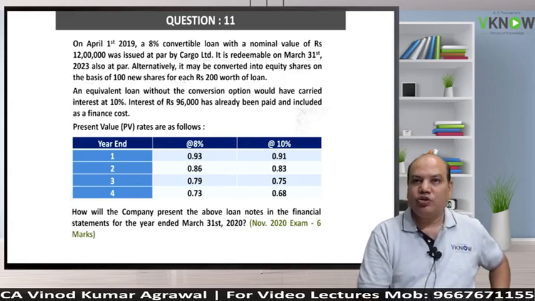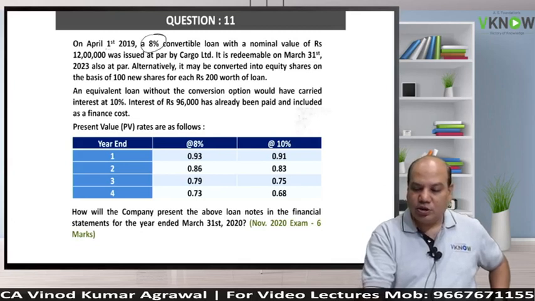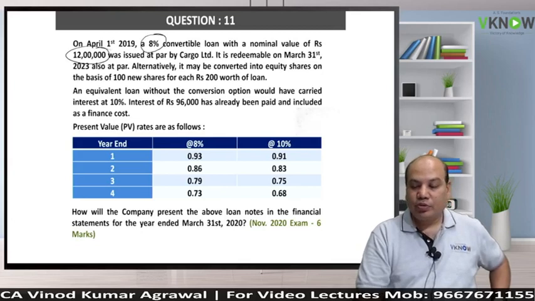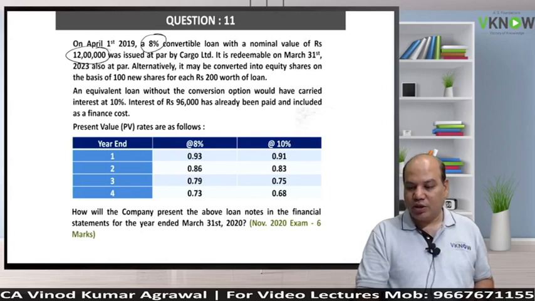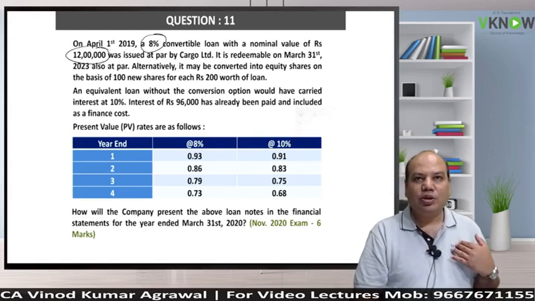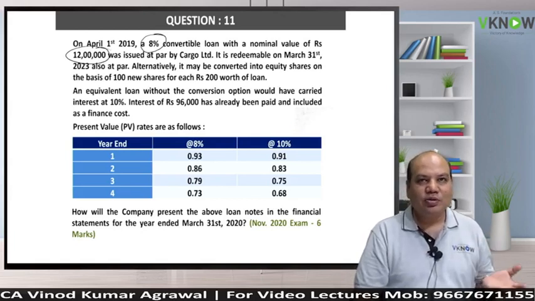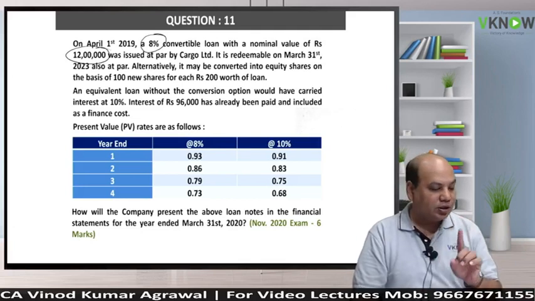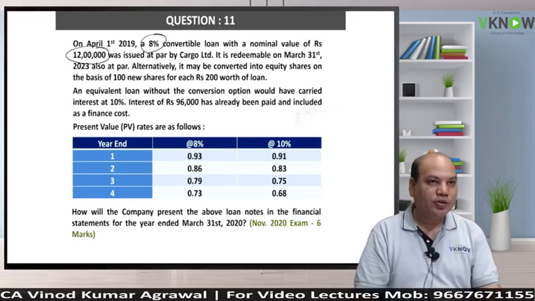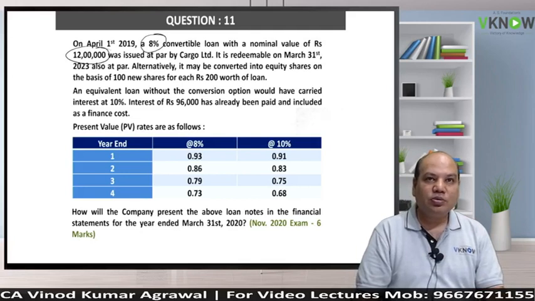So what is my contractual obligation in this problem? My contractual obligation is to pay 8% of 12 lakh for 4 years. If at the end of the 4th year the holder wants cash, I have no alternative but to pay him the cash. So my obligation to pay cash cannot be unconditionally avoided. So will I consider 12 lakh also in my calculation of contractual cash flow? Say yes.